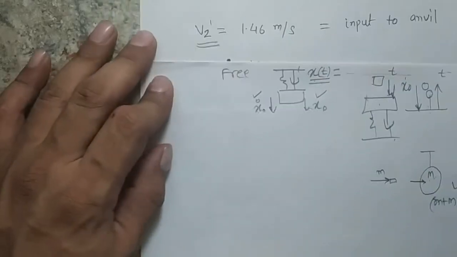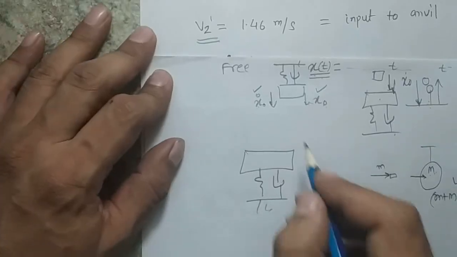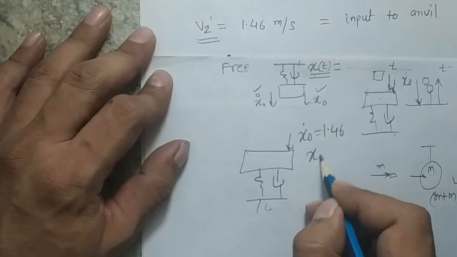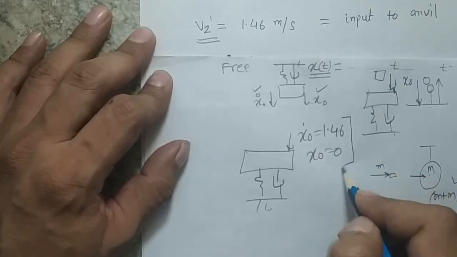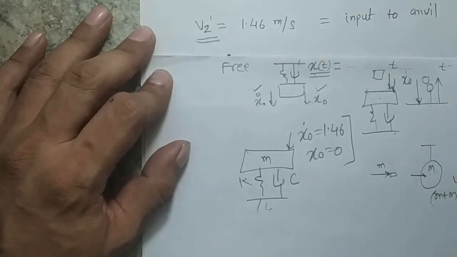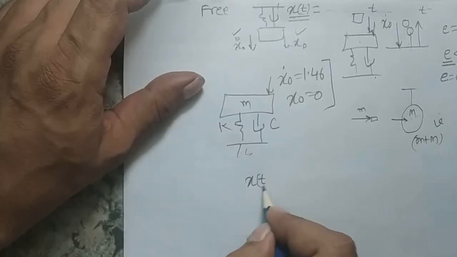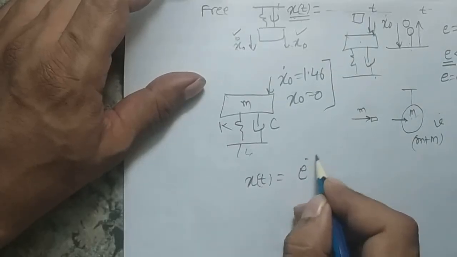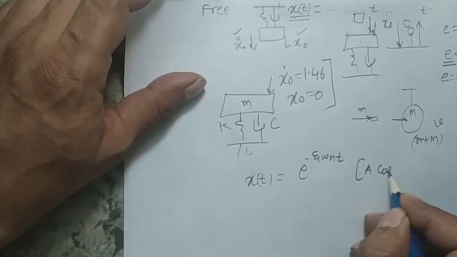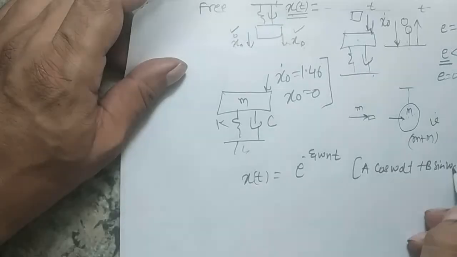So now the problem becomes simple: you have a mass with spring and damper, and you are giving an initial velocity of 1.46 but no initial displacement. So now your two initial conditions are there. You know your m, you know your k, and you know your c. As I said, the expression for your response x(t) will be e to the power minus zeta omega n t, times a cos omega d t plus b sin omega d t.